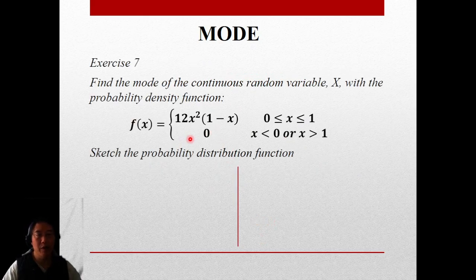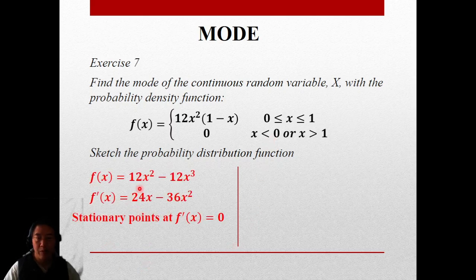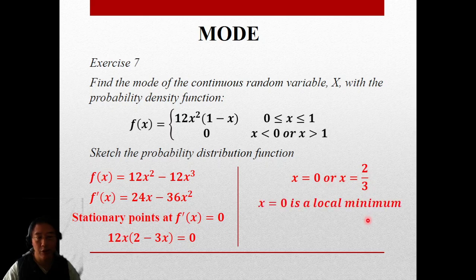So let's do an example. You have your function, just sketch the function. Here is a cubic between 0 and 1. The rest is going to be 0. Use the skills that you have: you differentiate to find your turning points. So you have two stationary points at 0 and 2/3, and we know that when x equals 0, it's a local minimum. So we substitute x equals 2/3 to find the y coordinate.